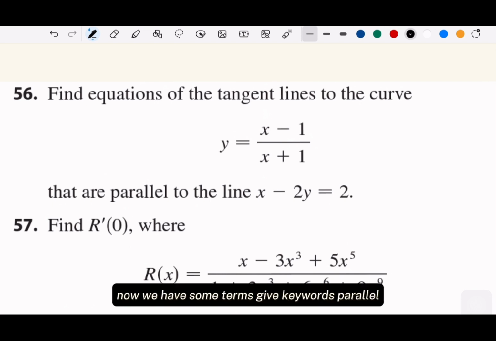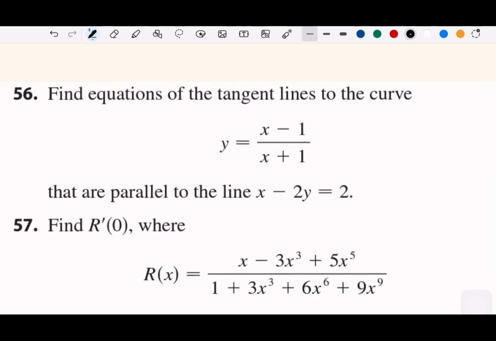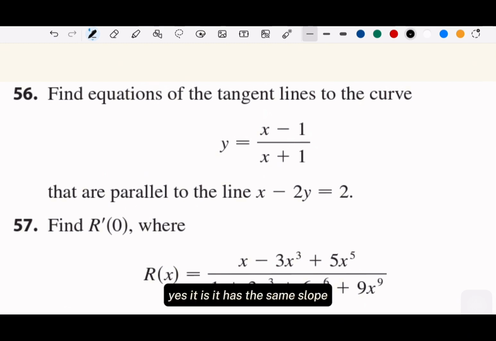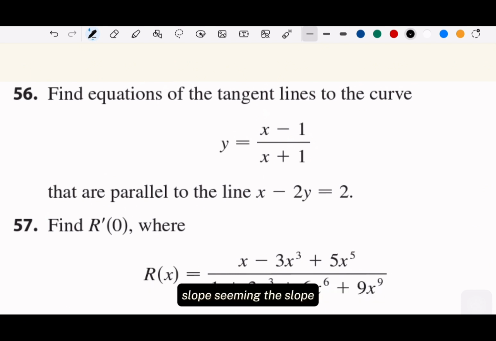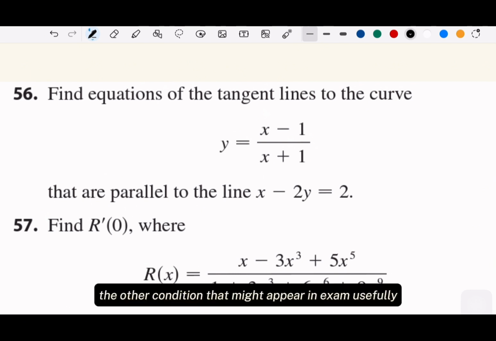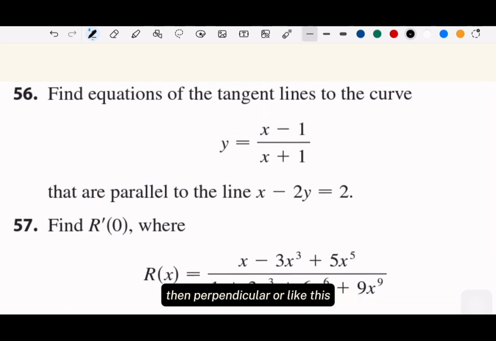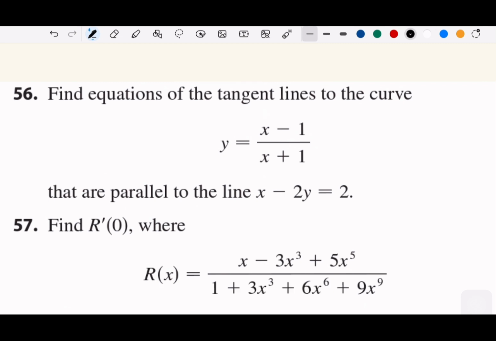Now we have a keyword here: parallel. What does parallel mean? It's about the slope. Yes, it has the same slope, which means if the line goes like this, then the other line has a similar slope. Okay, that's parallel. The other condition that might appear in exams, if not parallel, then perpendicular, like this. Okay, perpendicular.